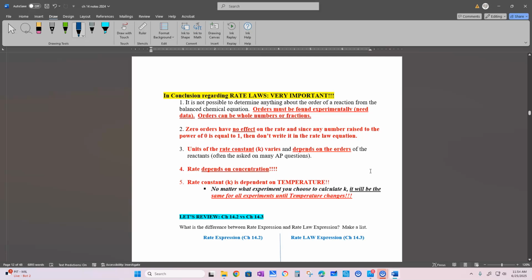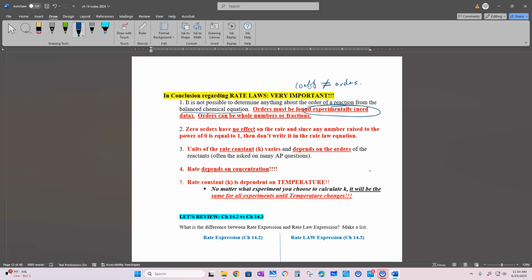All right, so in conclusion, some big conclusions here, okay? It's not possible to determine anything about the orders from the balance equation, okay? You can't take the coefficients and think that they're the orders. It doesn't work like that. So the coefficients don't equal the orders, okay? Orders have to be found experimentally, so you need some data table, okay?